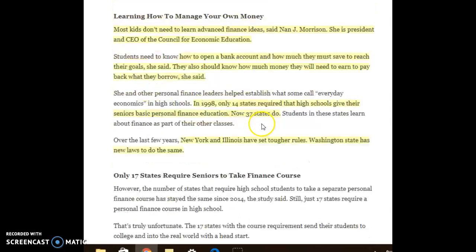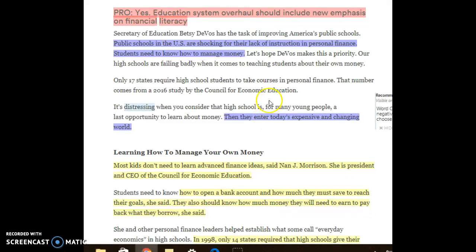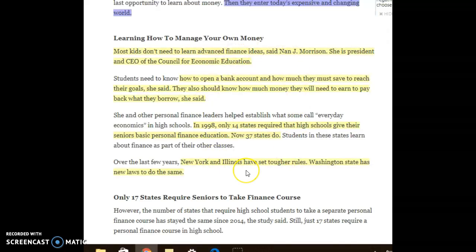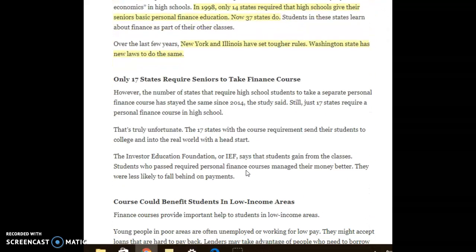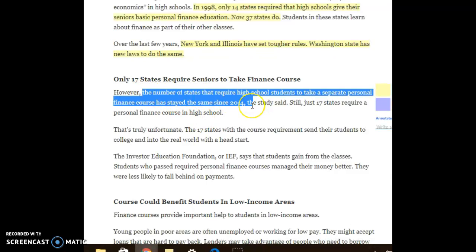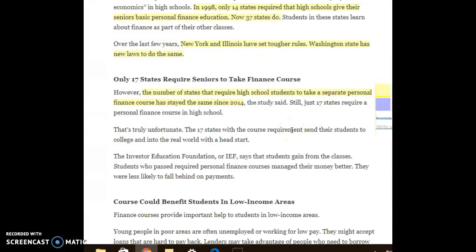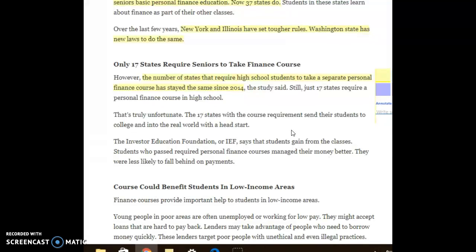So we're going back up to her reason about this lack of instruction. She gave a lot of supports here to show that this is lacking, and now she's explaining that there's a need for it here. It's really similar to her first reason. So some evidence that she uses to support that. The number of states that require high school students to take a personal finance class has stayed the same since 2014. That shows that a lot of states have not made this a requirement.